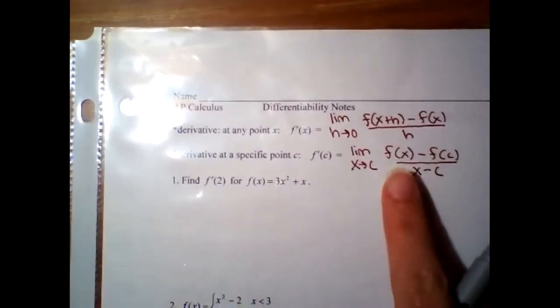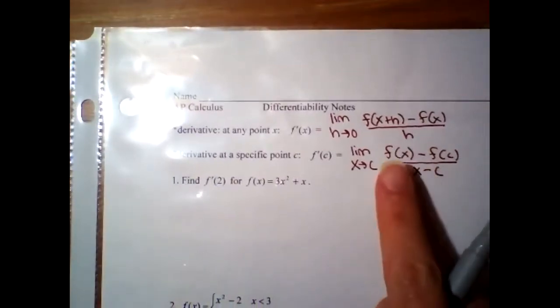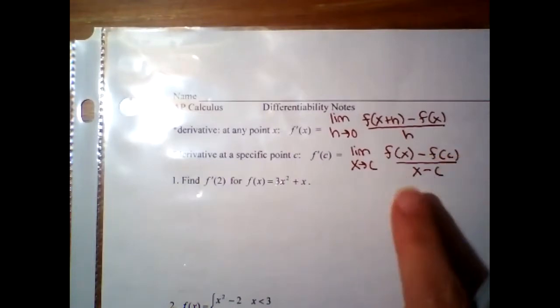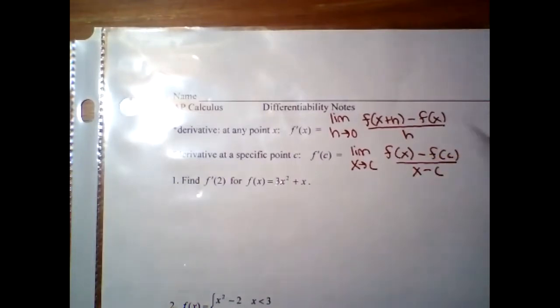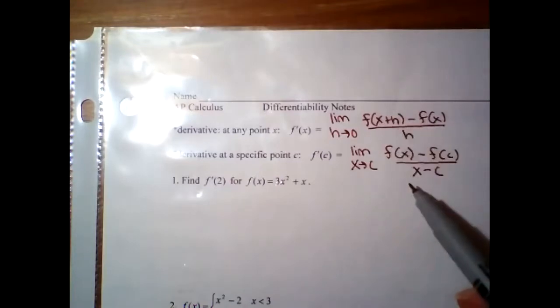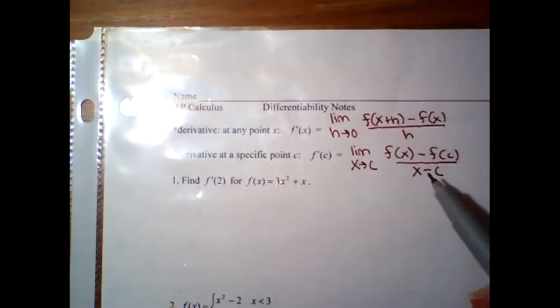And if that looks like the slope formula to you, subtracting the y values and subtracting the x values, that's because it is. A derivative is slope. And that's really what this formula is too. This is just like the general formula, and then this is at a specific point.